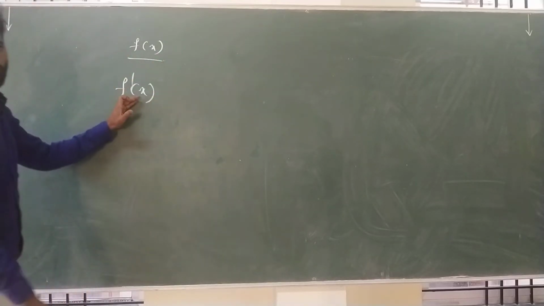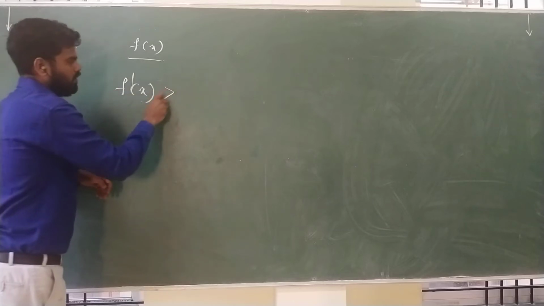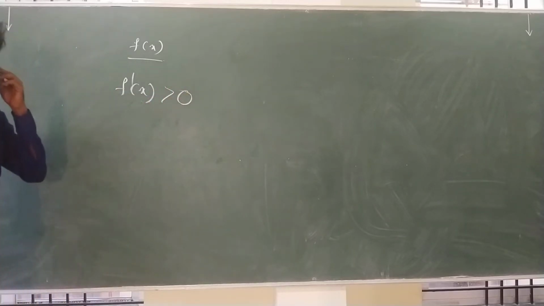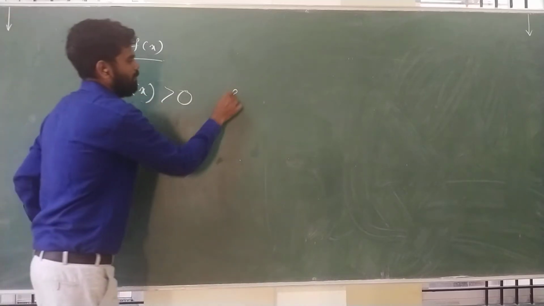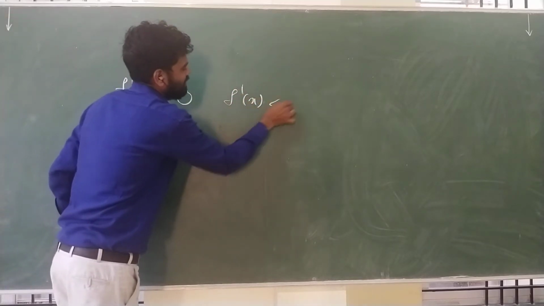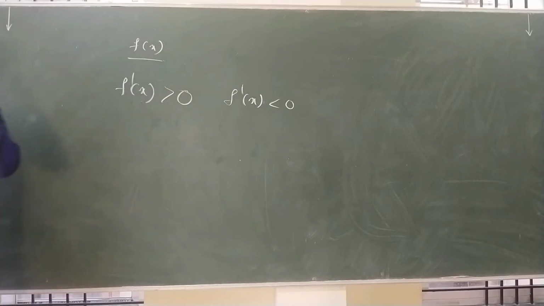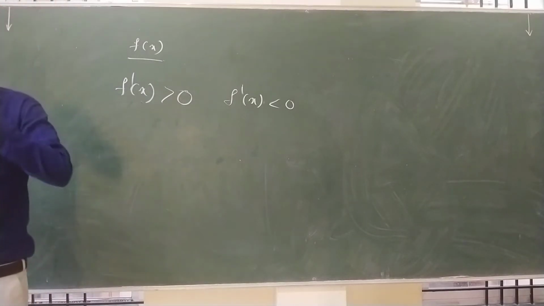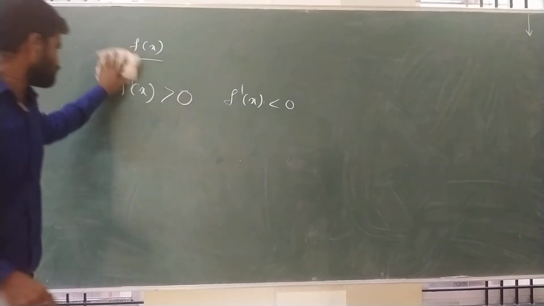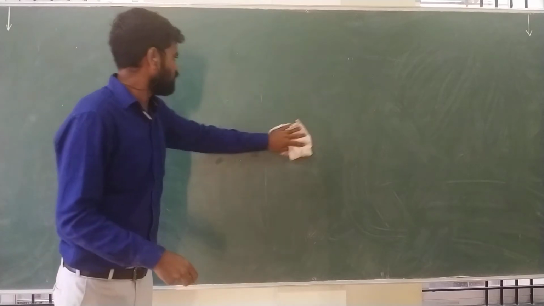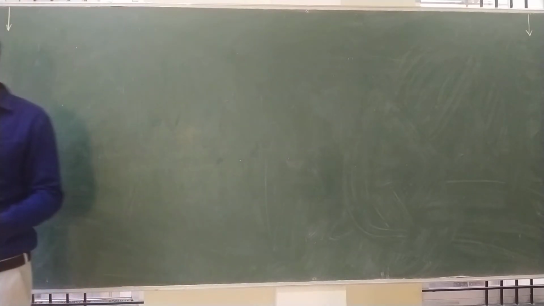If f of x is the function, and f dash of x is greater than 0, that is called a strictly increasing function. Similarly, f dash of x less than 0 is a strictly decreasing function. Clear? Some problems were already discussed in yesterday's class. Today onwards we are going to start some more problems on increasing and decreasing functions.